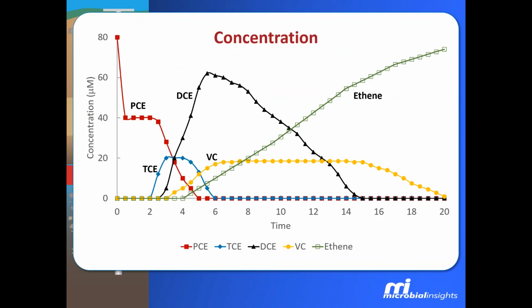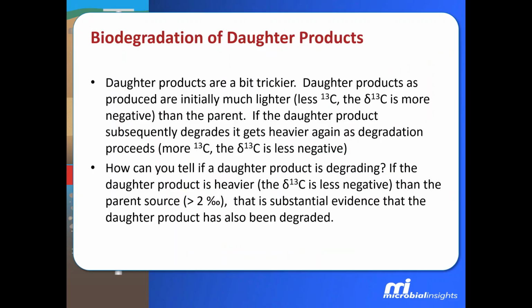And here I've just added now the daughter products showing the course of their biodegradation during incubation in these microcosms. And as you can see, each one is eventually biodegraded with the accumulation of ethene. Now, what about the biodegradation of these daughter products? This is a little trickier because remember, as the daughter products are formed, they're initially much lighter than the parent. Because remember, there's that preference for carbon-12. So initially, there's going to be a lot more carbon-12, or let's say it differently, a lot less carbon-13 in the daughter than there was in the original parent.